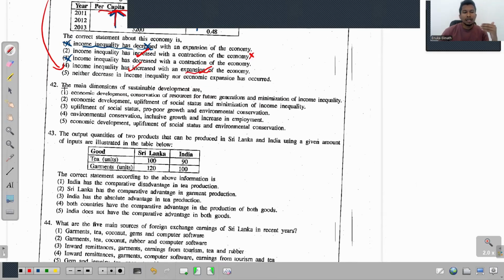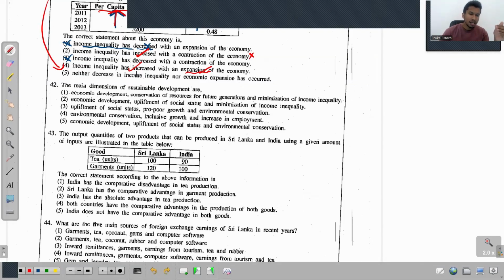Right. Look at question 42. The main dimensions of sustainable development. So these are very specific things. And what are the three dimensions? The first one is economic dimension. The second one is social dimension. And the last one is environmental dimension. Right.